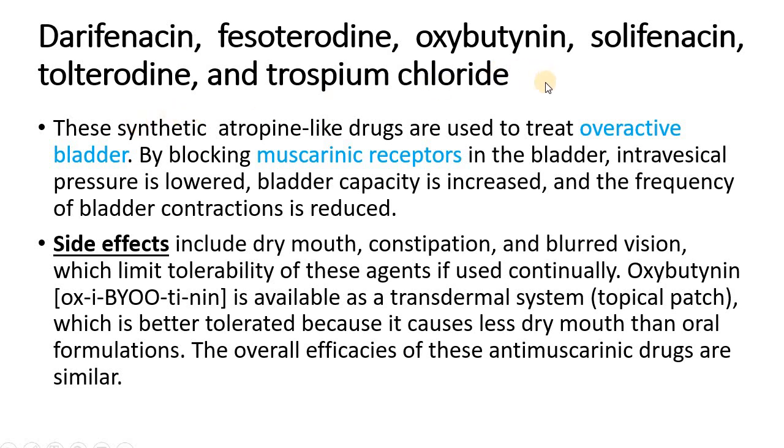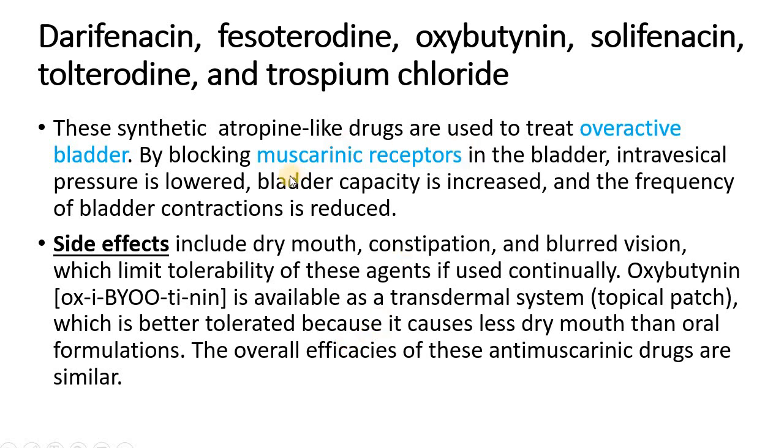These drugs are used for the overactive bladder. By blocking muscarinic receptors in the bladder, intravesical pressure is lowered, bladder capacity is increased, and the frequency of bladder contraction is reduced. That's why they are used to treat the overactive bladder. Side effects include dry mouth, constipation, and blurred vision, which limit the tolerability of these agents if used continually. Oxybutynin is available as a transdermal system, a topical patch, which is better tolerated because it causes less dry mouth than the oral formulation. The overall efficacies of these antimuscarinic drugs are similar.